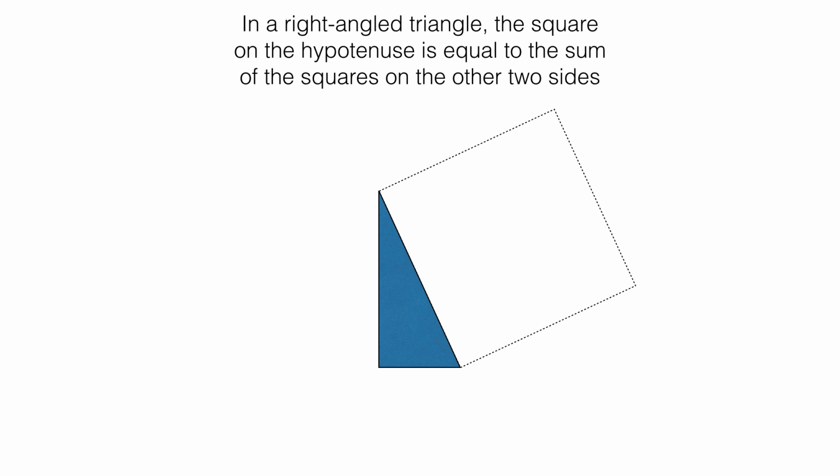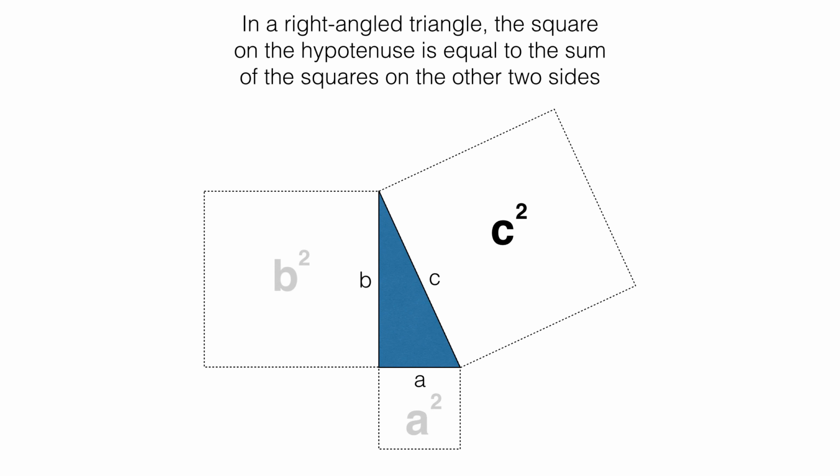If we put a square on the hypotenuse, and then squares on the other two sides, and then label the triangle lengths A, B, and C, we can actually show that the square on the hypotenuse has an area of C squared, and the other two sides will be A squared and B squared. Now, according to the theorem, if we take the sum of those two smaller squares, they should be equal to the square on the hypotenuse. In other words, A squared plus B squared is equal to C squared. So let's see if we can show that.